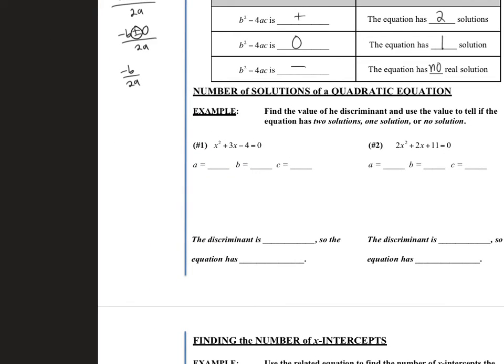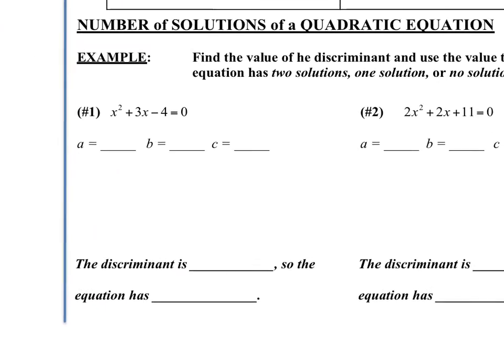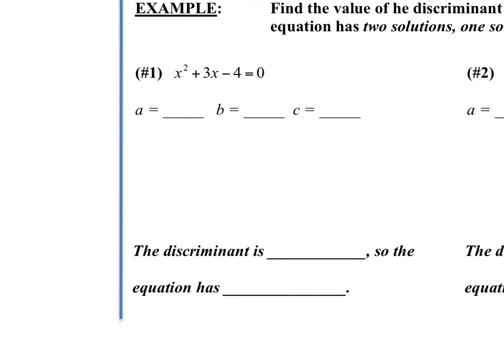So why don't we do one together, and we'll try another one on our own. So we have x squared plus 3x minus 4 equals 0. We got to find our a, b, and c here. So what's our a? A is 1. What's our b? 3. And what's our c? Negative 4. So I'm not going to plug in the whole formula.